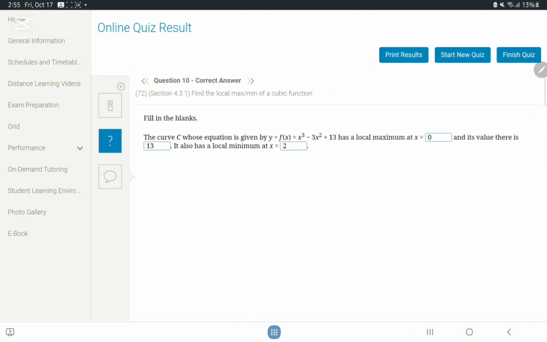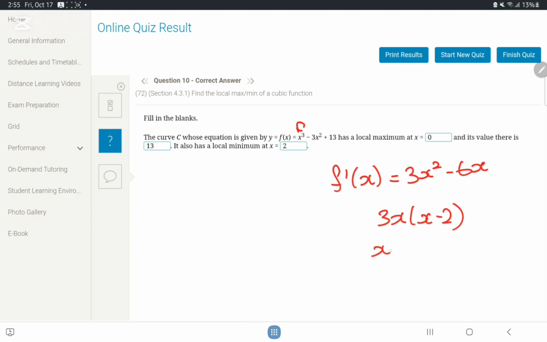For this question, the curve C has this equation, and they want the local maximum. Immediately you find f prime of x: take the 3 down, so 3x to the power 3 minus 1 is 2, giving 3x squared minus 6x. You can put it on the calculator or do it yourself: 3x(x minus 2), so you get x equals 0 and x equals 2.